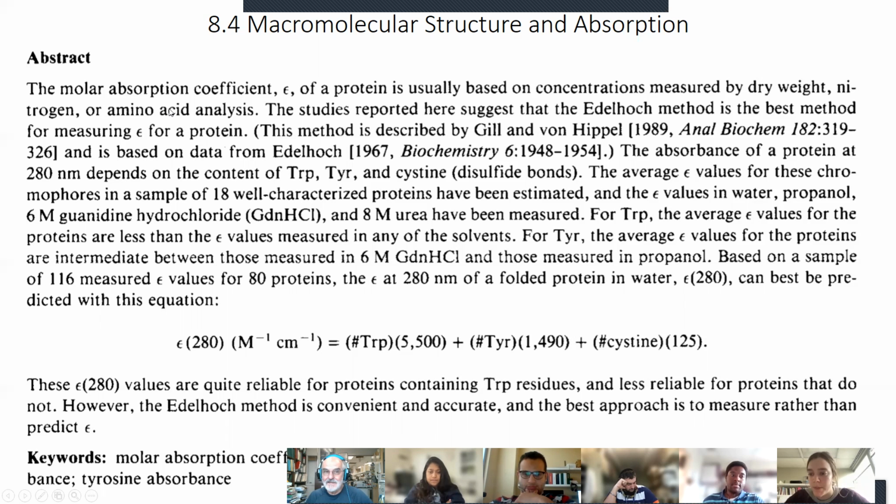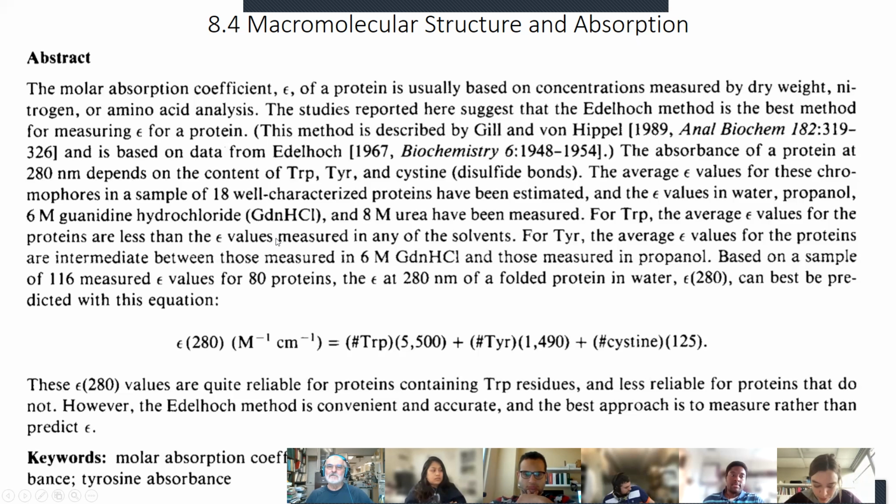The amino acid analysis is another way of doing it. But what evolved over the course of many decades was a simple spectroscopic method that originally was developed by somebody called Edelhoff. It was not a quite linear path. And then an alternative method or a related method came out of Gill and von Hippel in 1989 that expanded this method.